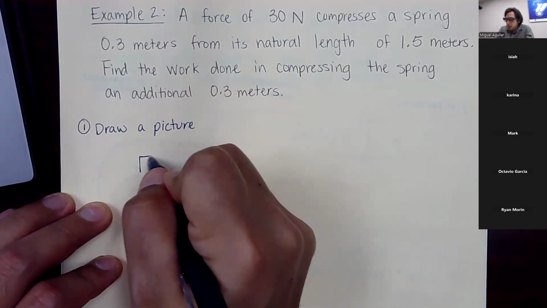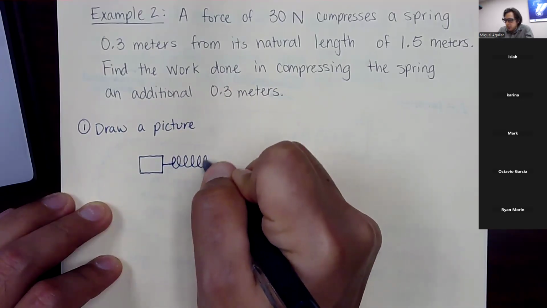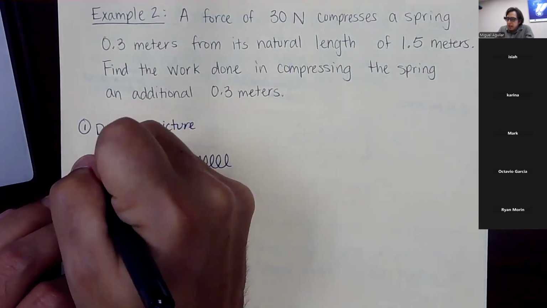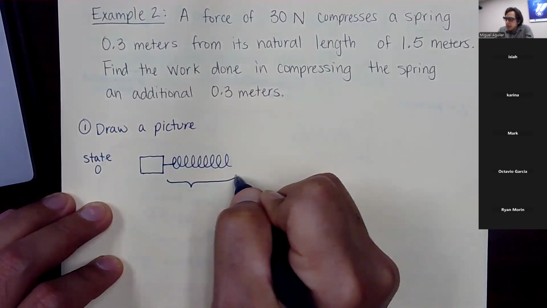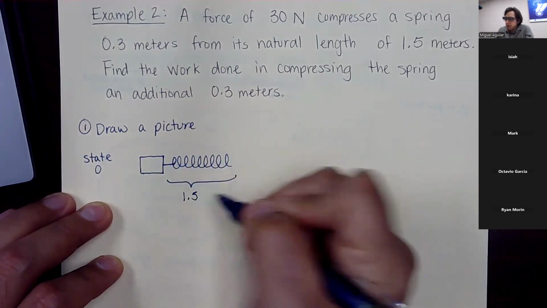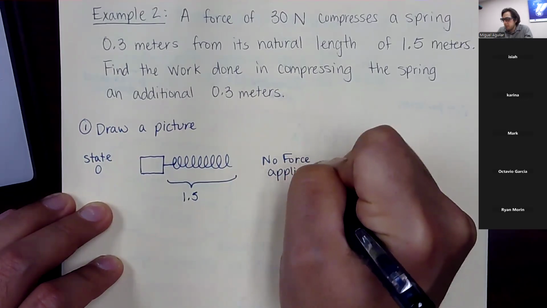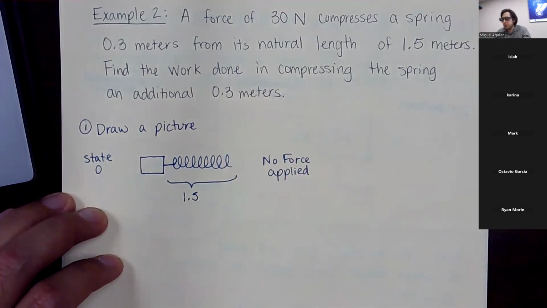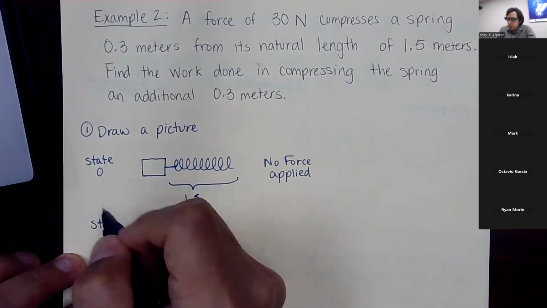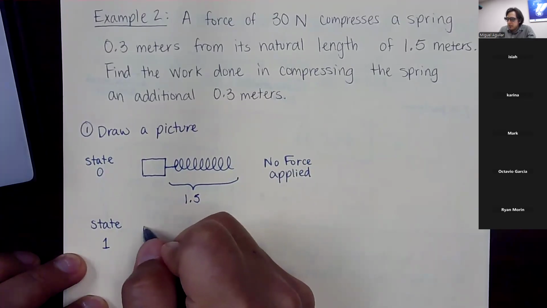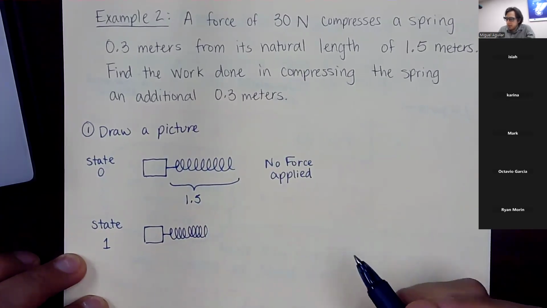And like I said, I usually draw a spring as a little block and then some loop-de-loops here. Here's my spring. And I'm going to put this as state 0. The unaltered spring has this length of 1.5, right? Where there's no force applied.